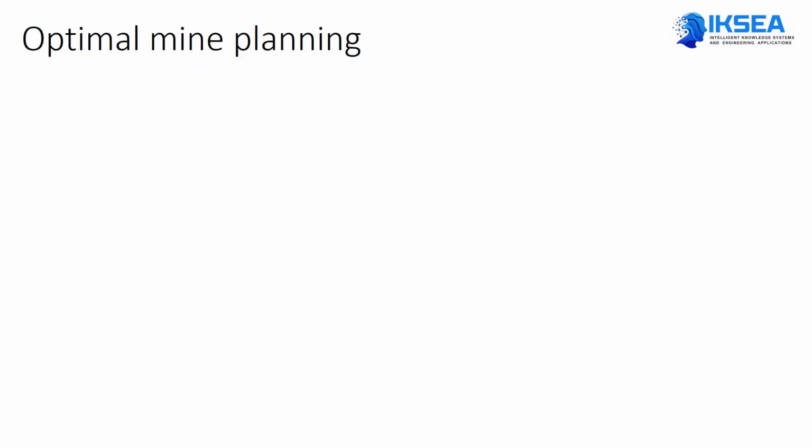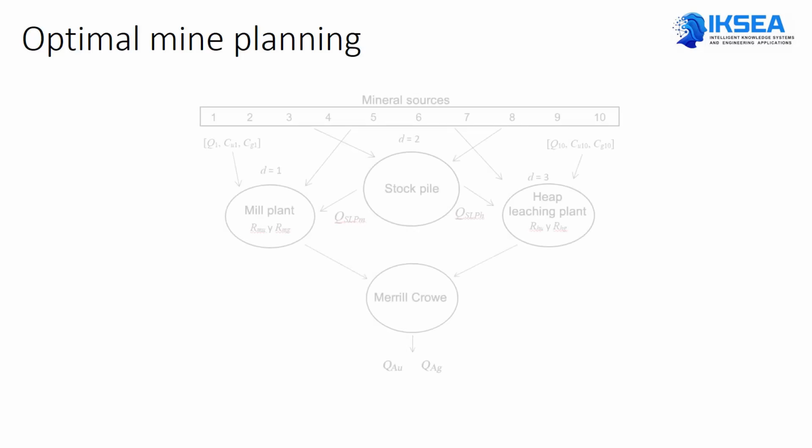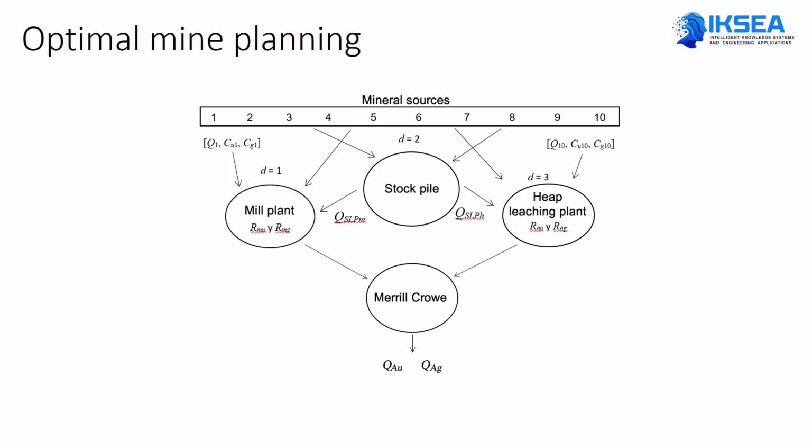Let us look now at the optimal predictive solution to the problem of blending multiple sources of minerals that are fed into mineral processing plants. This problem involves the blending of different sources of ore like open pit, underground, and stockpiles, several plants of treatment, and different final products. In this case, we are going to look at the gold and silver mine, so we have two output products.